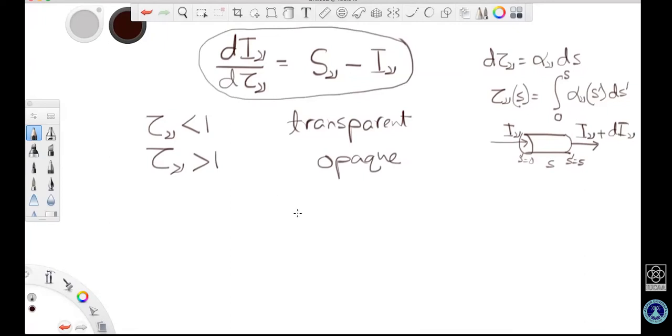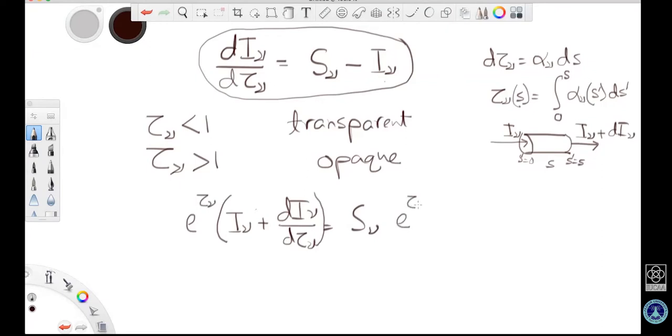We can multiply. So let me just bring this term on to the other side. So then I'll have I nu plus d I nu d tau nu, and this is S nu. And then I'm going to multiply both sides by, remember this method called multiplying by the integrating factor. I'm going to multiply both sides by this factor, e to the power tau nu. Once I do that, this is going to be a total differential of, as you can see, this is nothing but a differential of this.